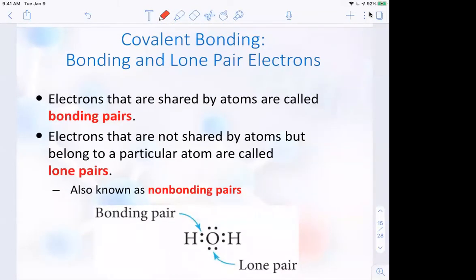Electrons that are shared by atoms are called bonding pairs. Those are the pairs that you're going to see that are actually in between 2 different atoms. And then electrons that are not shared, but are localized on a particular atom, are called a lone pair. So here this oxygen has 2 lone pairs. Those lone pairs are not engaged in bonding.